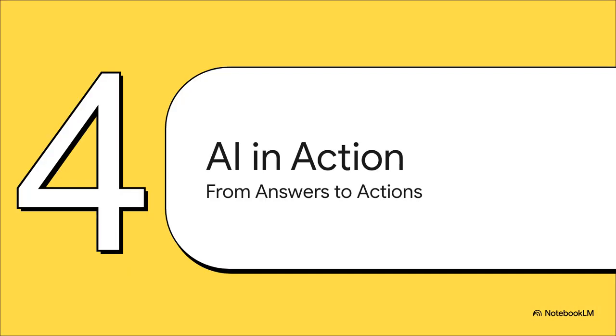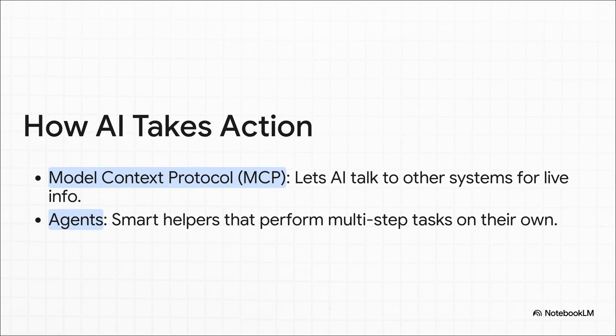We've seen how AI reads and learns. Now, let's look at how it goes from just answering questions to actually doing things in the real world. This is where things start to feel a little bit like science fiction. Two big ideas here. First, the Model Context Protocol, or MCP. You can think of this as a universal language that lets an AI talk to other computer systems and use them as tools, like asking for the current weather or checking flight prices.